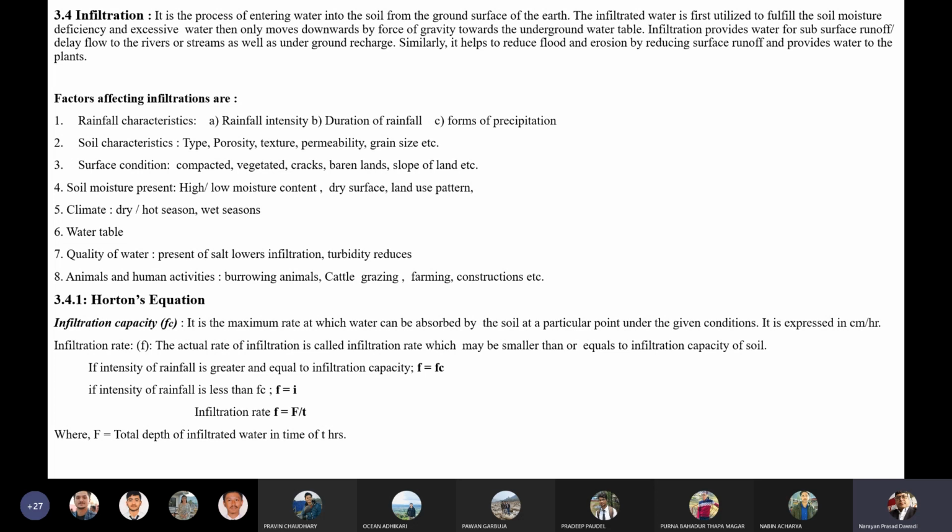Farming: if we farm in the field for the cultivation of different types of crops and food, we regularly plow or excavate the soil, so the soil becomes loose, and loose soil can infiltrate much more water. Construction: if we construct concrete structures or any other impermeable structure on the ground, that structure does not let water seep into the ground, so the infiltration rate will be reduced there. These are the factors affecting the infiltration and the infiltration rate.